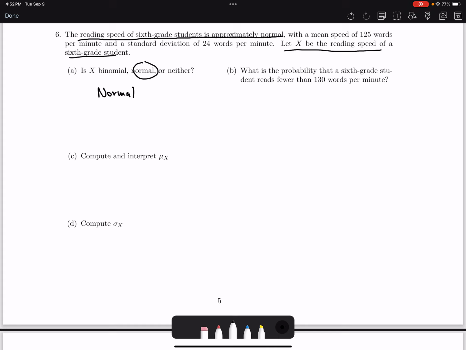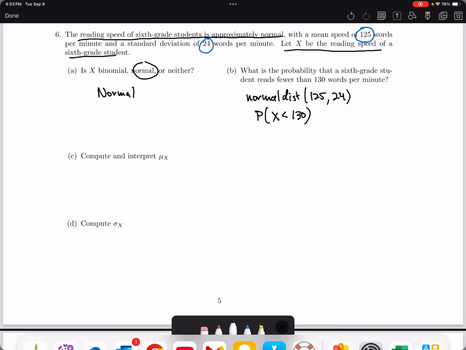Part B, what's the probability that a 6th grade student reads fewer than 130 words per minute? Well, since x is normal, we'll use the normal dist. When you use the normal distribution, you have to put in the mean, which is 125, and the standard deviation, which is 24, right? We got those from here. The mean is 125, standard deviation is 24. And we're looking for the probability that the reading speed is fewer than 130, okay? Less than 130. Let's see what we get.